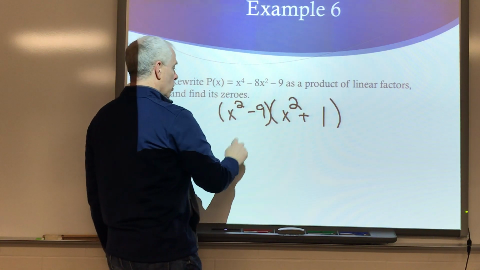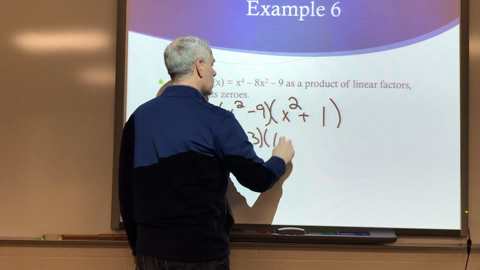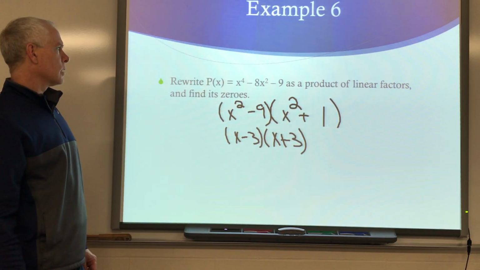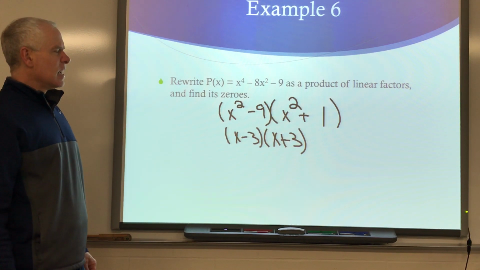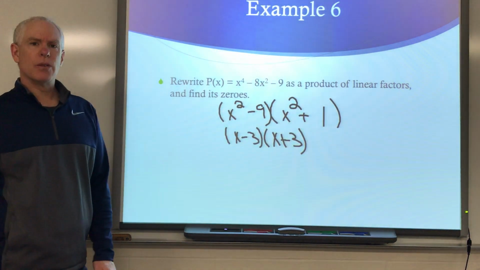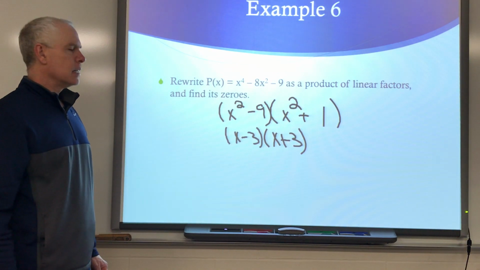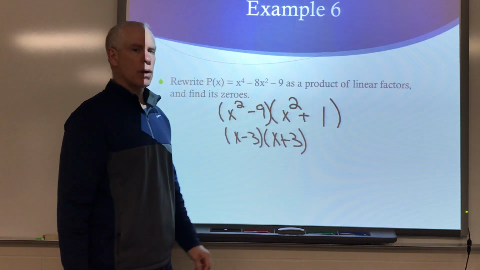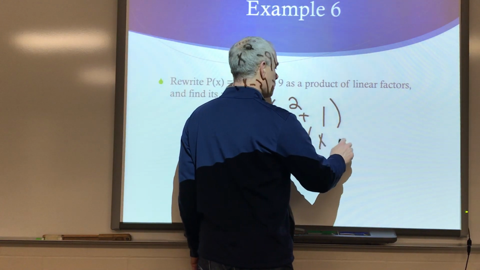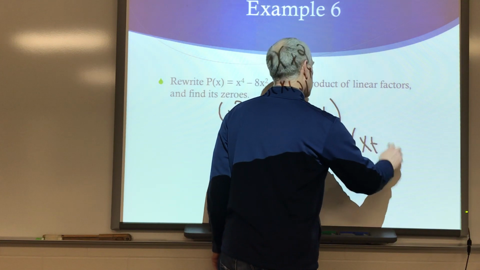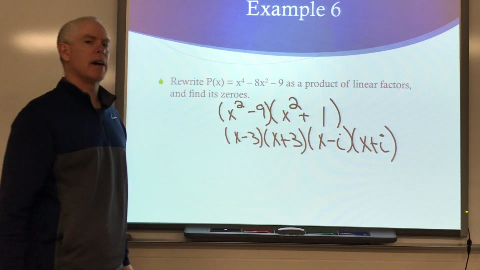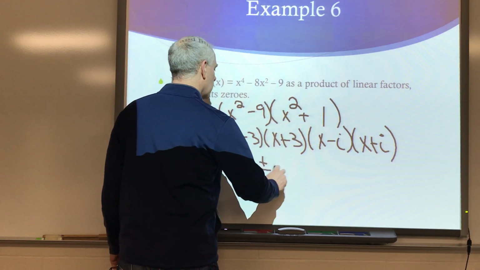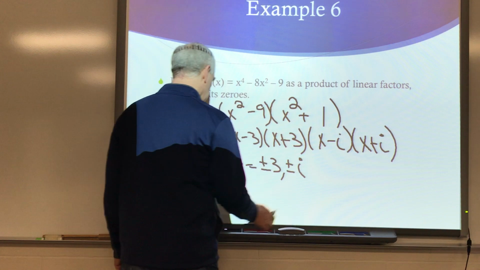I can factor this a little bit more. This is x minus 3 and x plus 3. It's a difference of squares. Then x squared plus 1, so we want it as a product of linear factors and find its zeros. What's going to make that 0, you guys? Because it's plus 1, it's a complex 0. If I set that equal to 0, I'd have to take the square root of negative 1, which is i. So technically if I wanted to factor it, it's going to look like that. So my zeros are plus or minus 3 and plus or minus i.